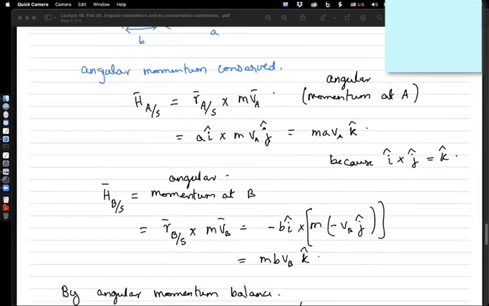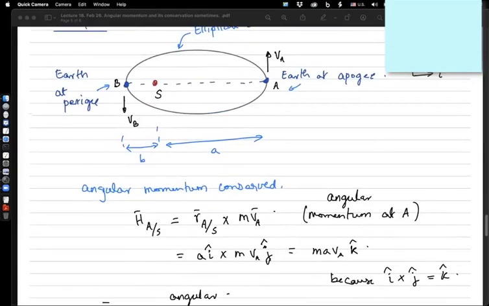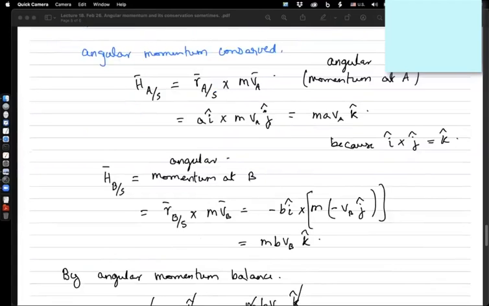So when we took these cross products, we picked convenient points. Like this point, it's convenient to take the cross product because we have i and j, and i cross j was k. So I picked these points so that we can do the cross products more easily.